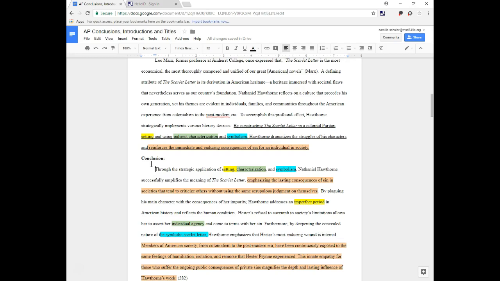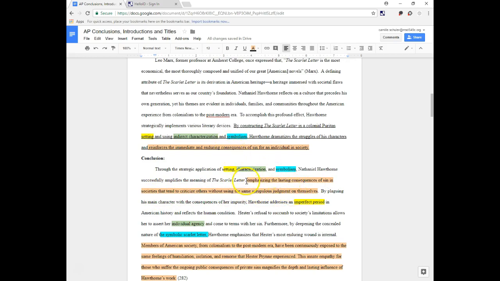All right. What we have here is through the strategic application of, look at this, setting, characterization, and symbolism, Nathaniel Hawthorne successfully amplifies the meaning of the Scarlet Letter, and that here is a place where the student restates the meaning of the work, emphasizing the lasting consequences of sin in societies that tend to criticize others without using the same scrupulous judgment on themselves.